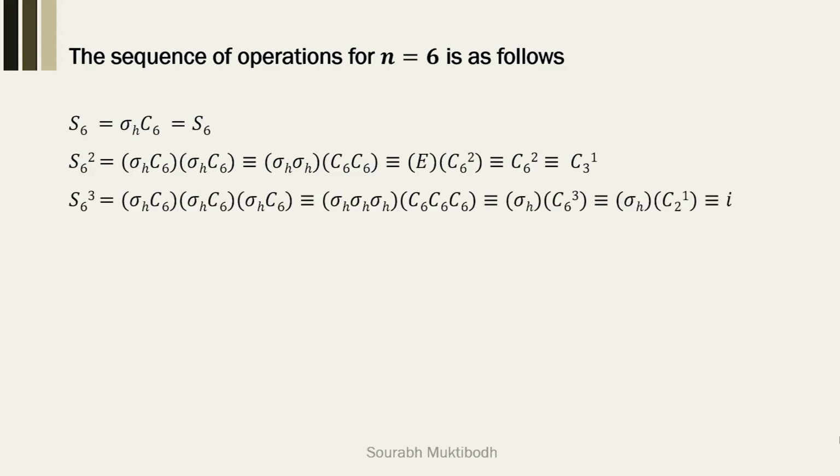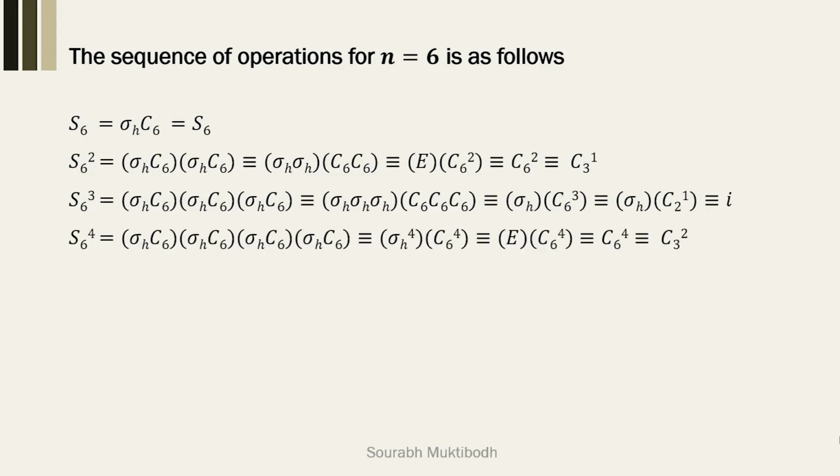Similarly, S6^3, that is sigma thrice, C6 thrice. Sigma thrice makes 1 sigma, because sigma^2 is identity, what is left is sigma h, and the rest of the C6 makes C6^3, that is equivalent to C2. So rotation by 60 degree thrice is as good as rotation by 180 degree once. Now remember that this combination, sigma h into C2, is nothing but S2, and as I told you that S2 is equivalent to i. So even then S6^3 does not exist.